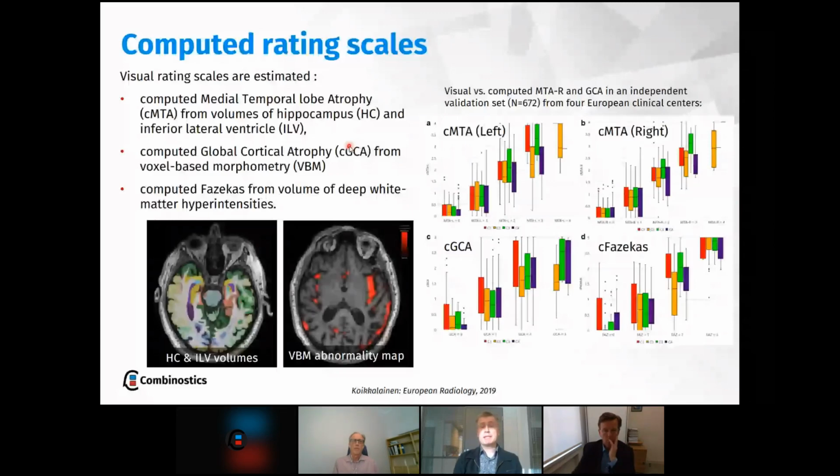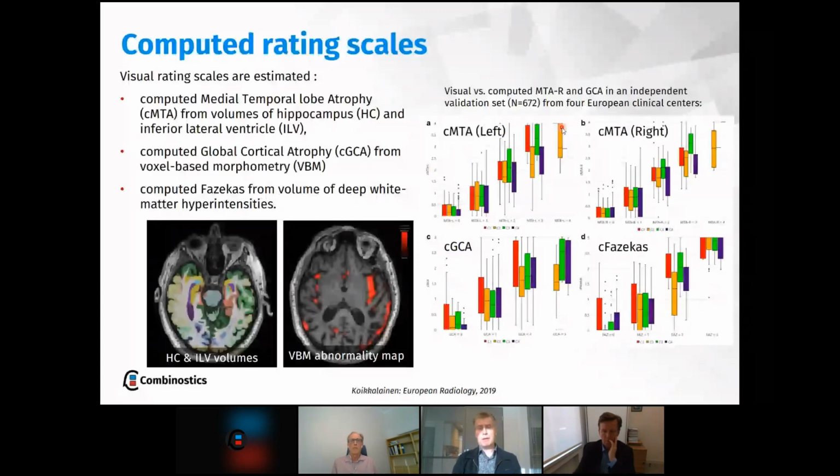We heard about the visual rating scales, and in our tool, we estimate those computationally. Three scales: medial temporal lobe atrophy is estimated using hippocampus volume and inferior lateral ventricle volumes. Global cortical atrophy is estimated using voxel-based morphometry. And Fazekas is estimated using the volume of deep white matter hyperintensities. On the right, you see how well it works in practice. The horizontal axis shows visual ratings from 4 memory clinics, and the vertical axis the computational rating. As you can see, the agreement between visual and computational rating is quite good.